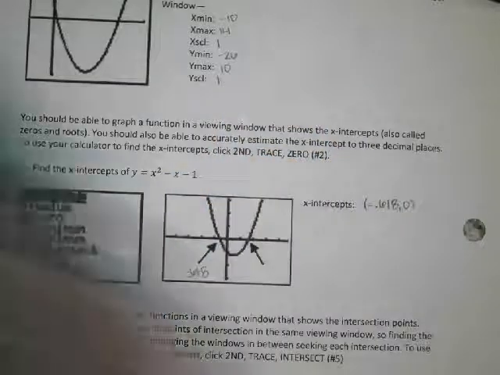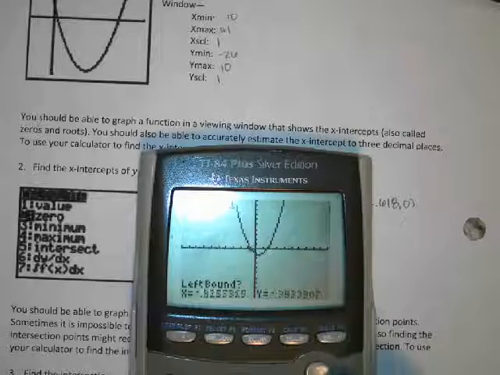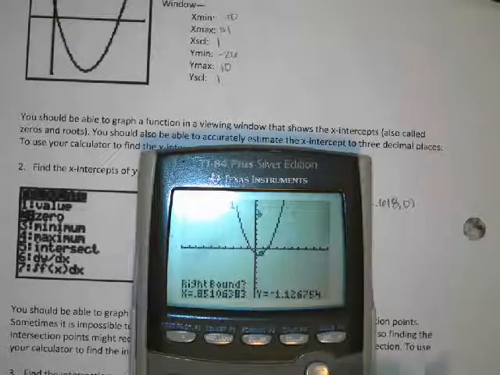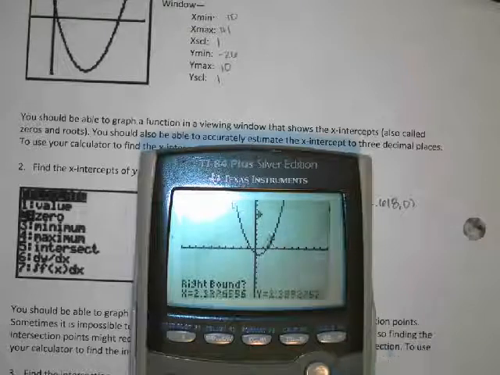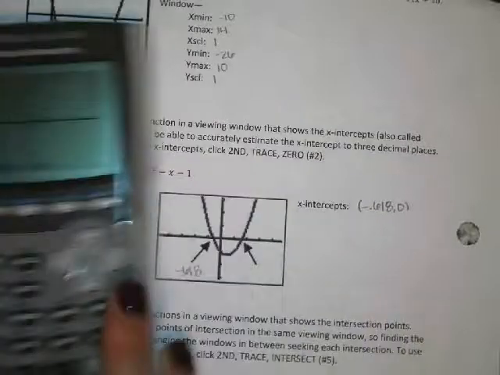Okay, and then I'll do the same thing for the other one. Second trace, number 2. I'm going to have the cursor on the left side of the intercept and press enter, then move the cursor to the right side of the intercept and press enter. The guess is stupid. The intercept is 1.618.